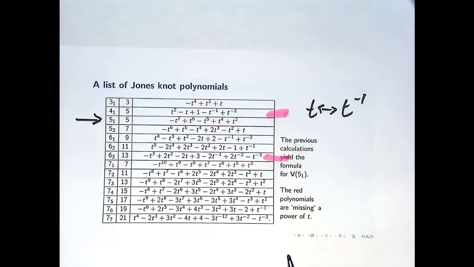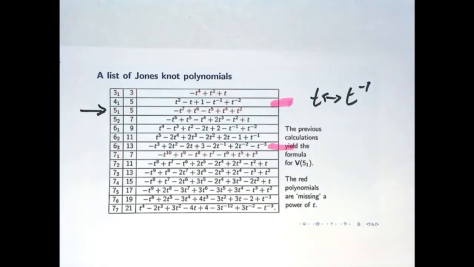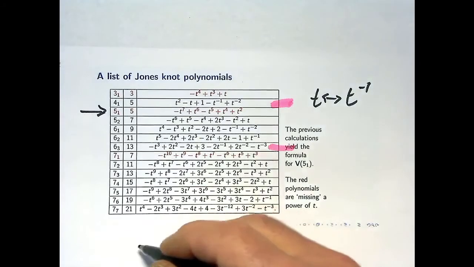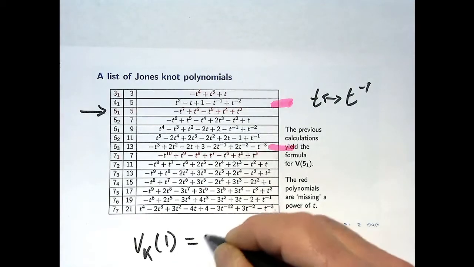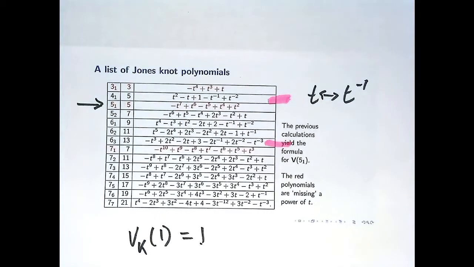The other comment is that if you look at these polynomials, forget the red ones for the moment, the signs alternate. They may start plus or they may start minus, but all the powers of t are present, and the signs alternate: minus, plus, minus, plus. Remember also that when you put t equal to 1 for the knot, you get 1. You have to get 1. So if you don't get 1, I've made a mistake somewhere. That's easy to prove using the skein relationship.